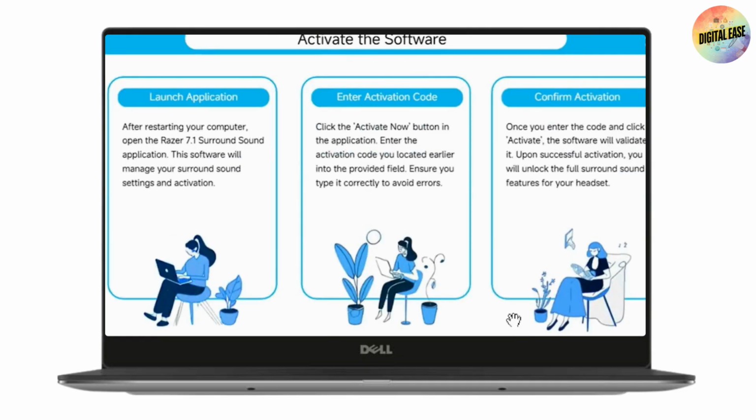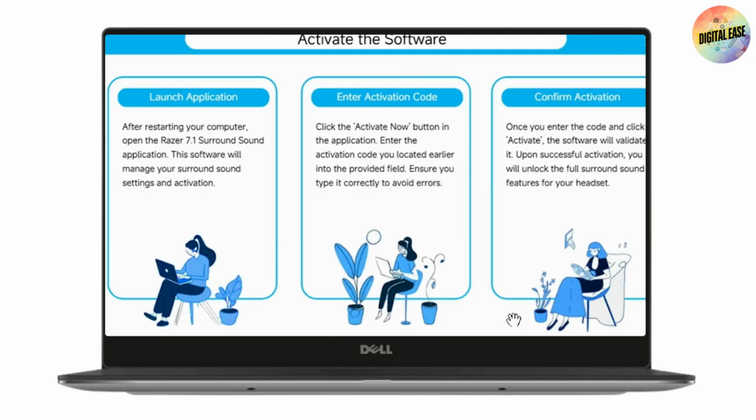Next, you're going to activate the software. After your system restarts, you need to open your Razer 7.1 surround sound program. Click on the Activate Now button and then type in your activation code into the provided box. Once you hit activate, the software will unlock the full 7.1 surround sound experience for your headset.